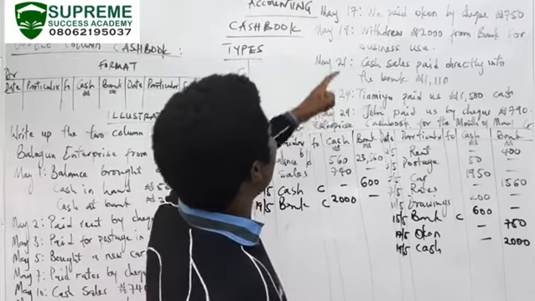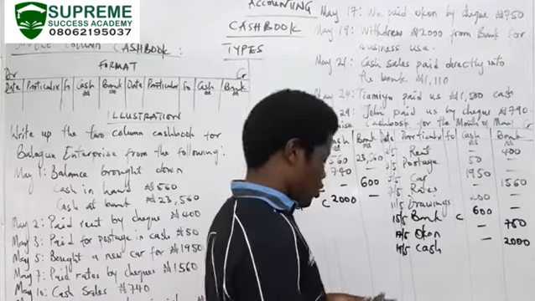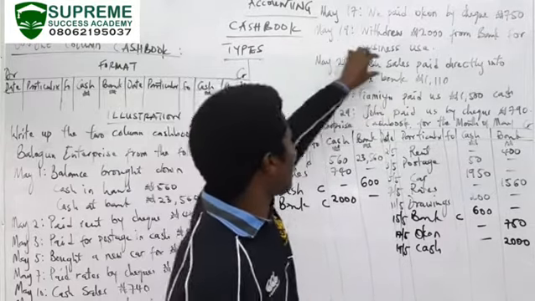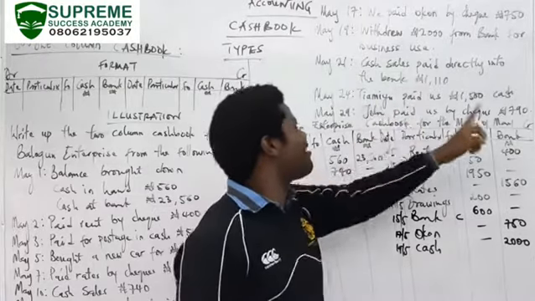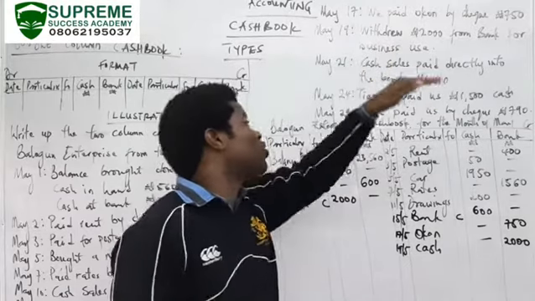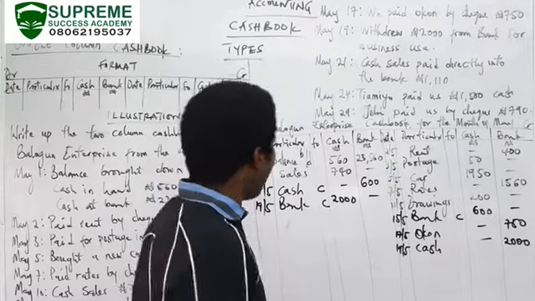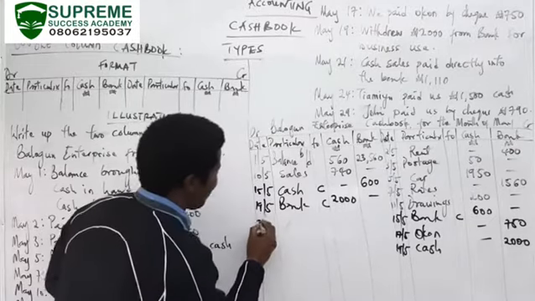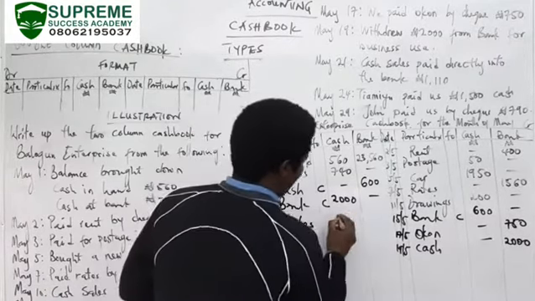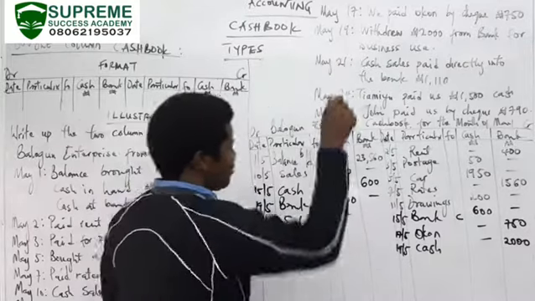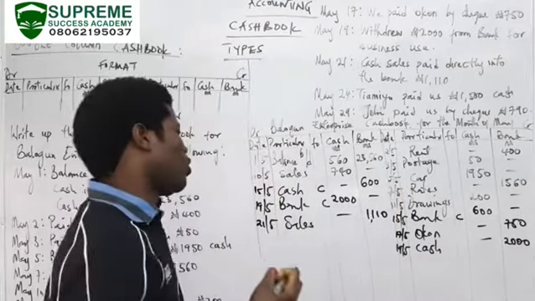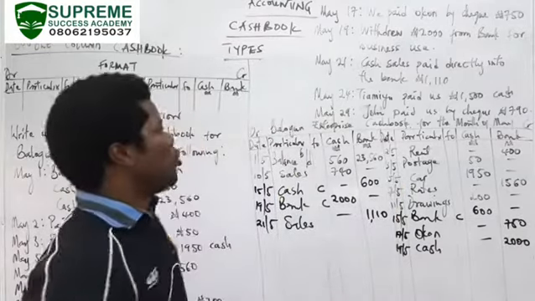May 21st, cash sales paid directly into the bank. Now we need to be careful with this type of transaction. Look at it, cash sales. It is a cash sale, but it is paid directly into the bank, which implies that this cash sale was not recorded in the cash account. So on the 21st, we have our sales here, but instead of putting it under the cash column, no, it was paid directly into the bank. They didn't collect the money in cash.